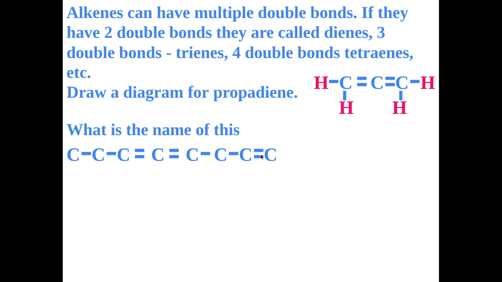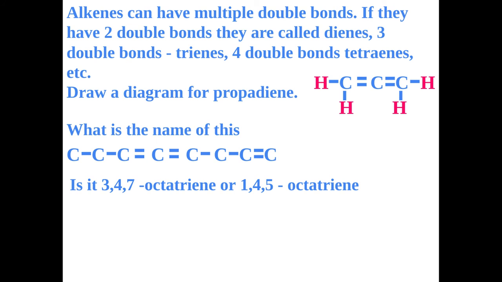Now, how many double bonds do we have? We have 1, 2, 3. So this is a triene. So this is octatriene. Now, where are the double bonds? We have to number these so that the numbers are the lowest possible combination. So we can number this, start with a 1 here, 2, 3, 4, 5, 6, 7, 8, or we can do it the opposite, 1, 2, 3, 4, 5, 6, 7, 8. So that gives us 2 possible combinations. So is this 3, 4, 7 octatriene or 1, 4, 5?